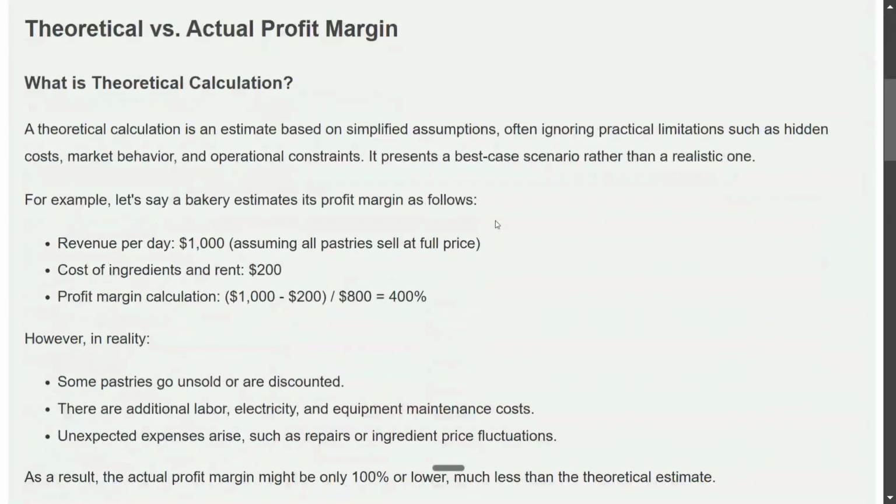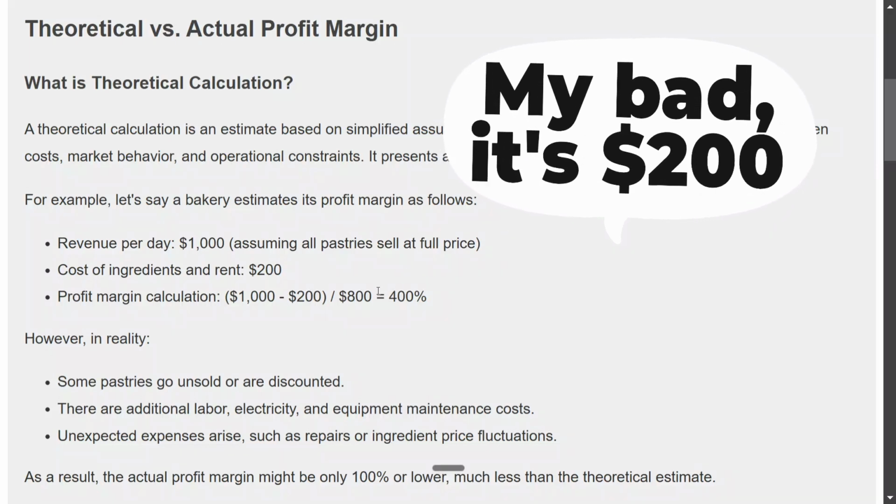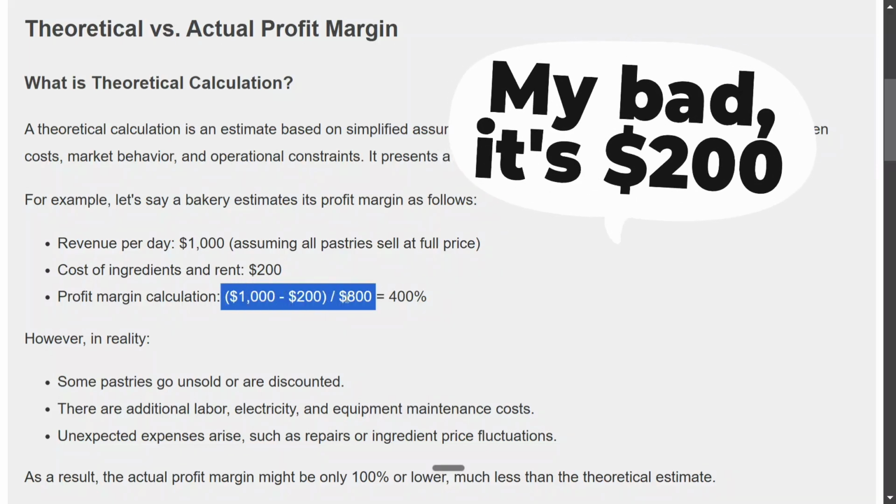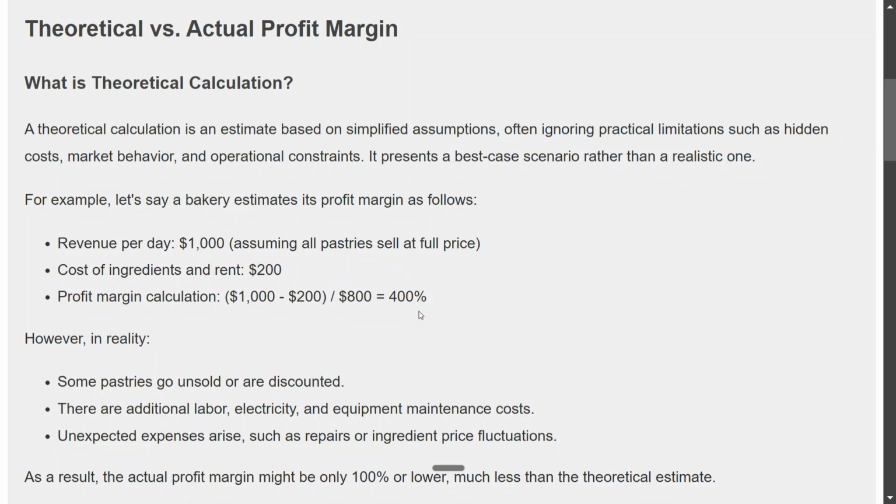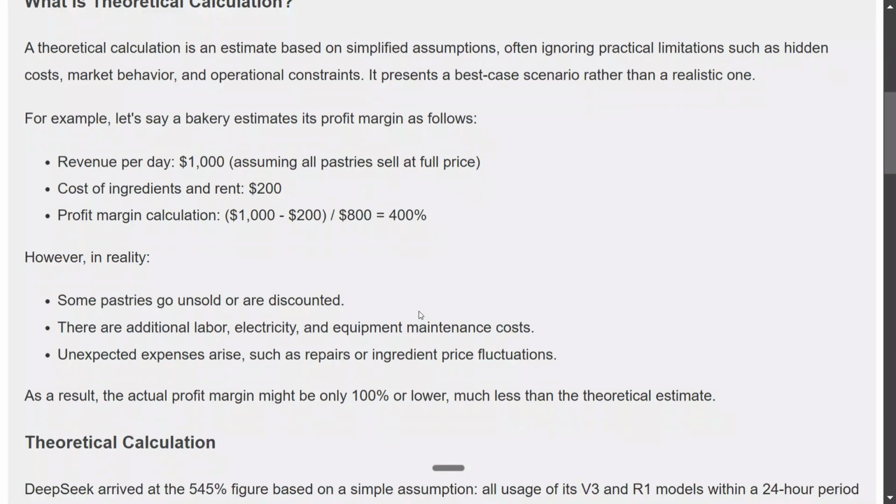First of all, let's try to understand the difference between theoretical and practical, the actual profit margin. So, we will be learning some maths here. Theoretical calculation is based on assumptions. It often ignores practical limitations and real world problems. For example, assume we have a bakery. The revenue per day is about $1,000 and the cost of ingredients is $200. Hence, the profit would be 1000 minus 200, $800. 800 upon 200 equals 400%. Now comes the catch. This is a very ideal situation.